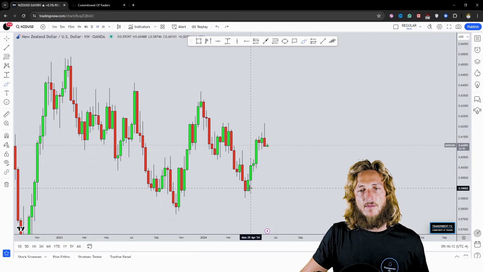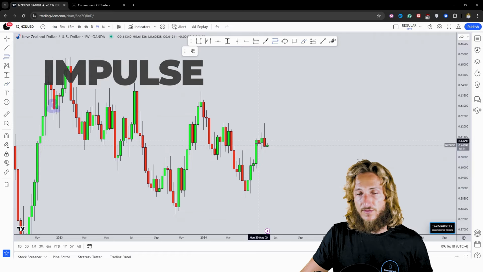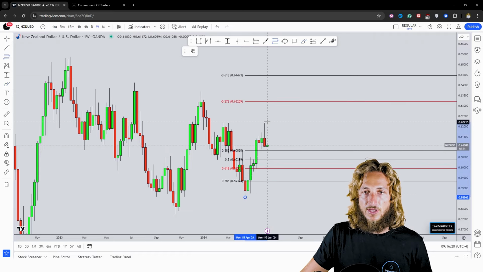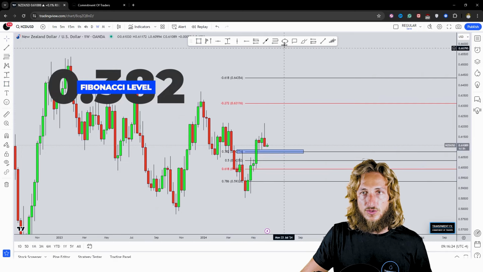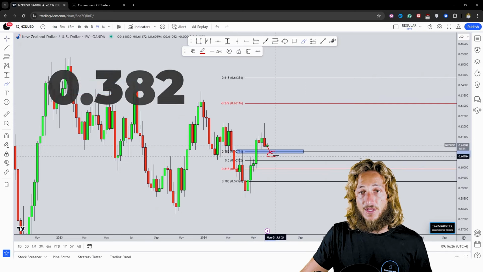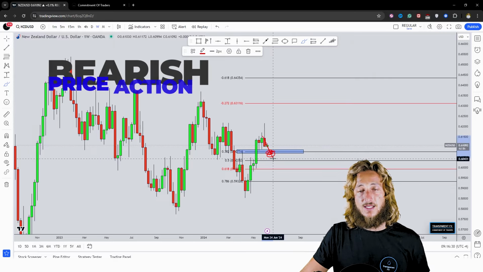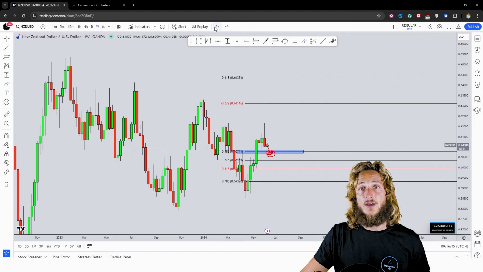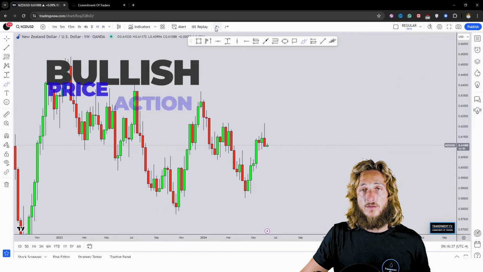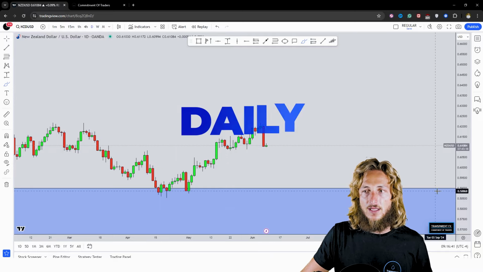However, since we have an impulse and now the start of a correction, if we want to measure the correction, we have to take our Fibonacci from the low to the high of the impulse leg. And what we can see here is that we have a 0.32 Fibonacci retracement at this level that has not been tested yet. So there is first the possibility of a bit more bearish price action to go and test this level, and only at that point the creation of a potential higher low and continuation of the bullish trend. Let's keep that in mind and move back down on the daily time frame.